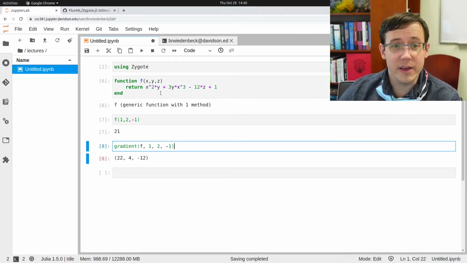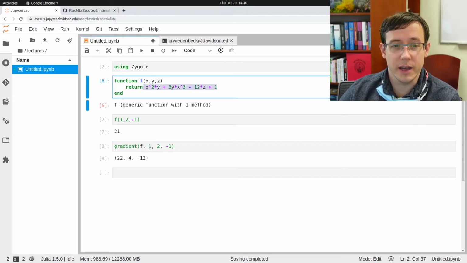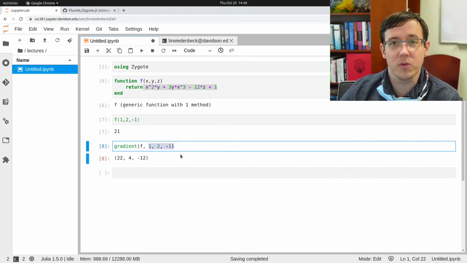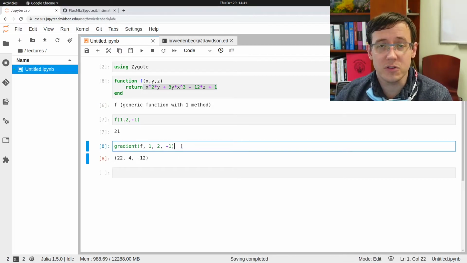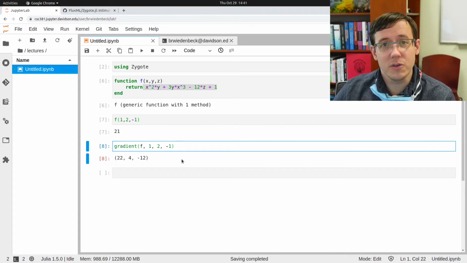And we could verify that by taking the symbolic derivative of this function and plugging in the point 1, 2, minus 1. So that's handy, but so far not very different from what you implemented way back in Project Zero. What's awesome about automatic differentiation is that it allows us to compute gradients of much more interesting functions. So let's consider a function that you've probably implemented at some point in your past computer science career.